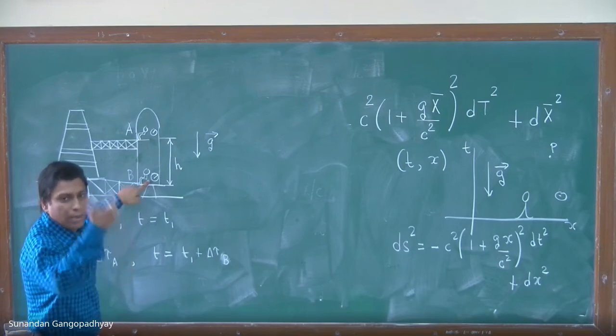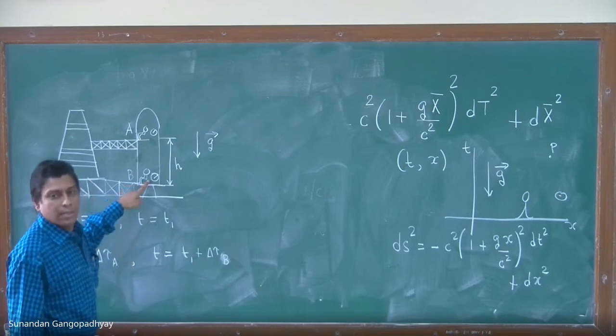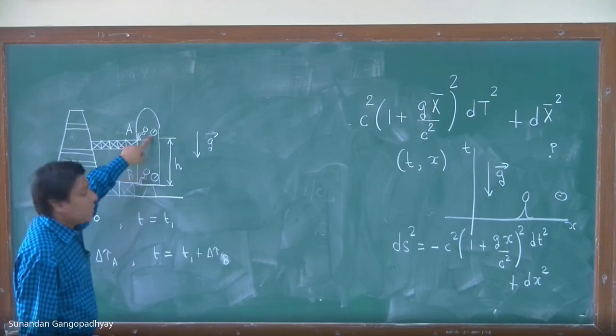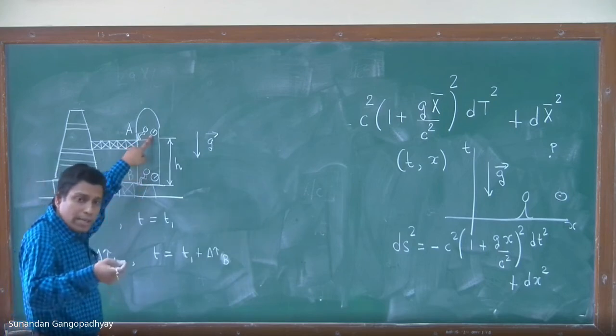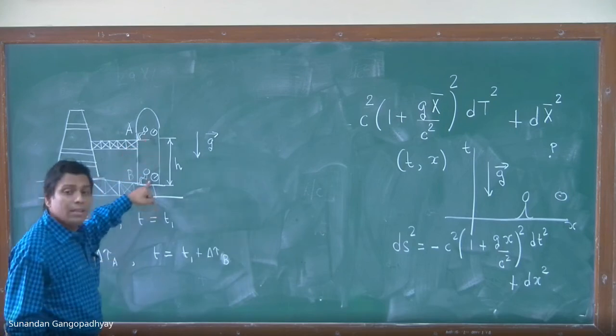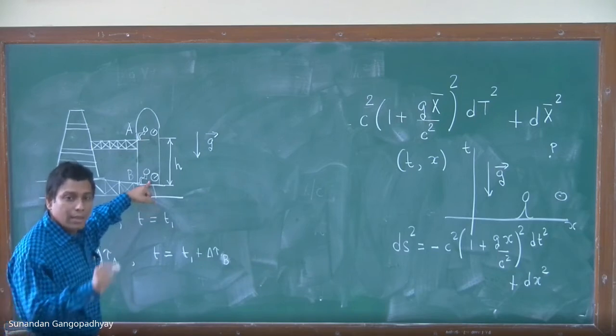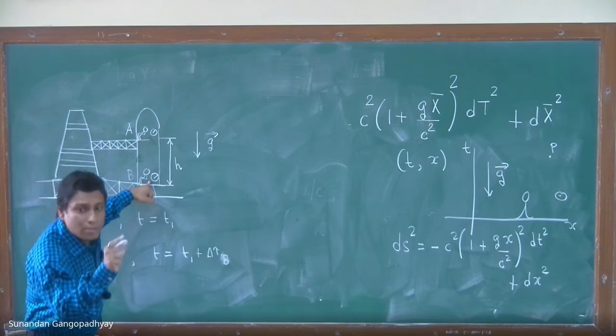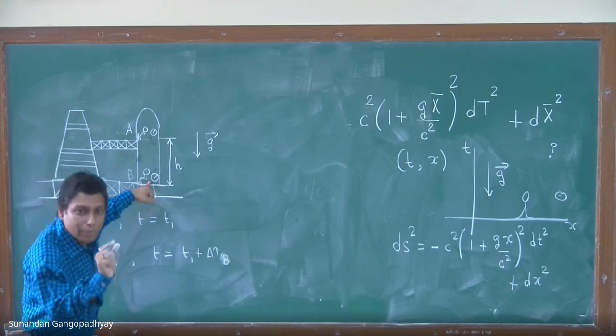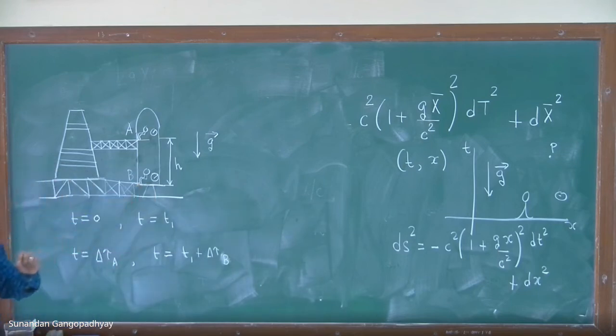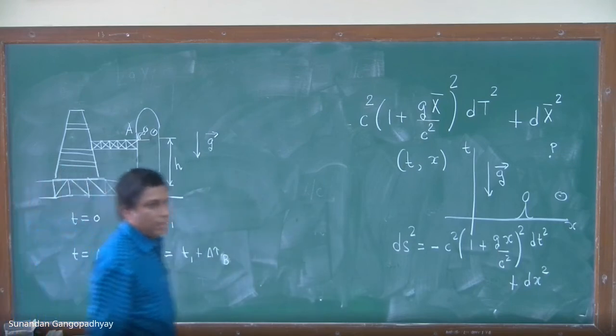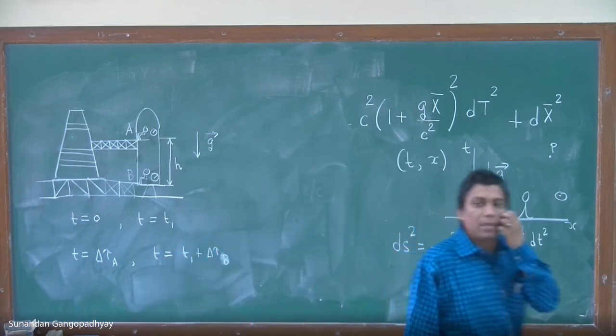When he has sent the first signal, say after 1 microsecond, he has received the signal. He has sent the next one after 2 seconds. The question is, will he receive the second signal after 1 microsecond plus 2 seconds? Or will the difference be small or large? That is the question. Is the problem clear?